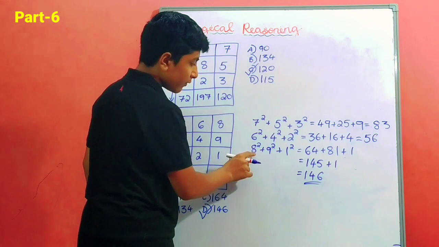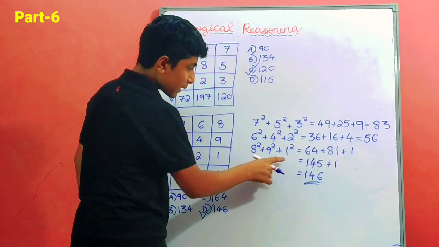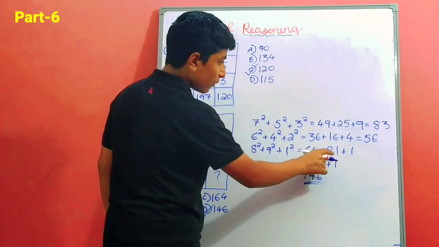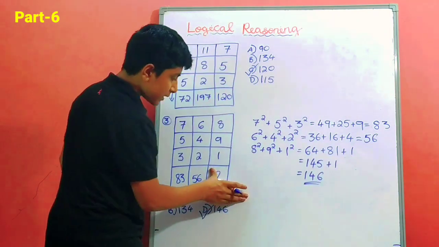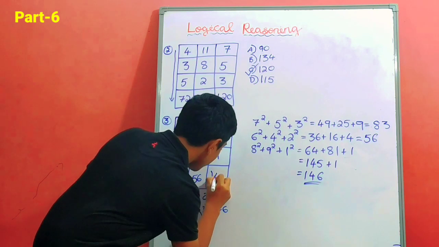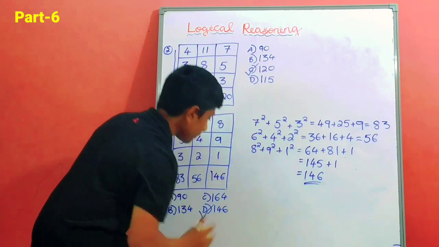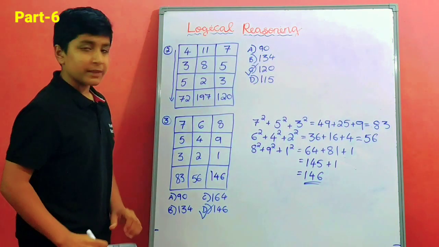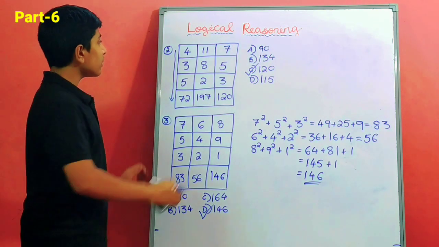And for the third one, we took 8 square plus 9 square plus 1 square, which gave us 64 plus 81 plus 1, which gave us 146. Hope everyone understood how to solve this. Let's move on to the next question.